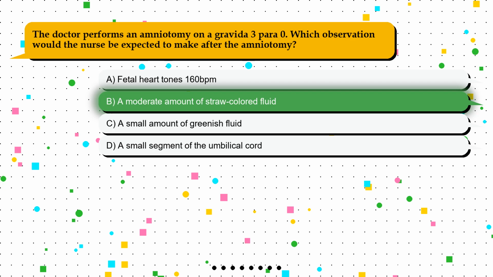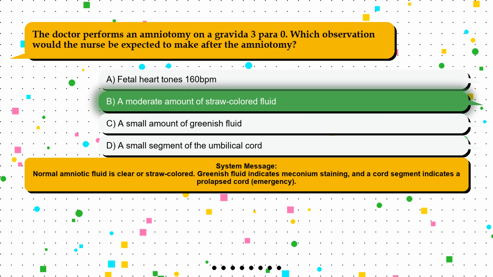The correct answer is option B, a moderate amount of straw-colored fluid. Normal amniotic fluid is clear or straw-colored. Greenish fluid indicates meconium staining, and a cord segment indicates a prolapsed cord, emergency.